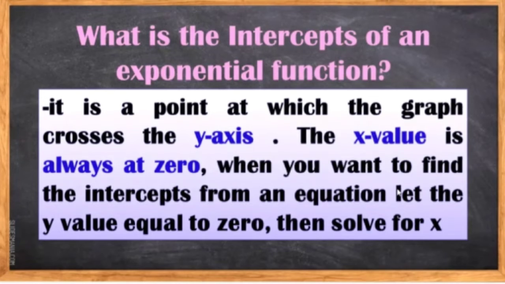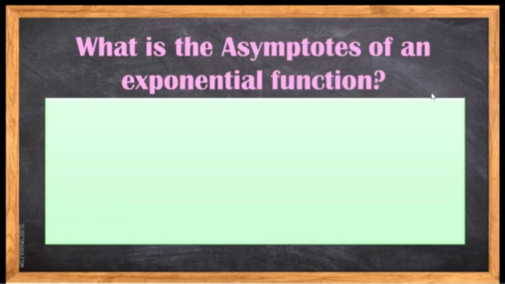Okay, the intercept of an exponential function is a point at which the graph crosses the y-axis. The x value is always at 0. When you want to find the intercepts from an equation, let the y value equal 0, then solve for x. Miss Cherry, can you please read?